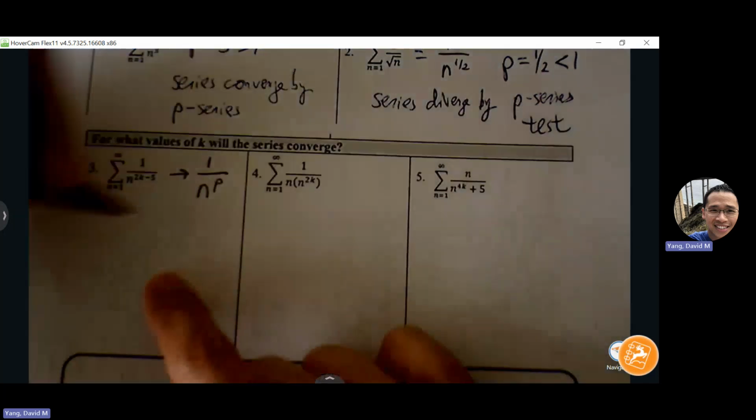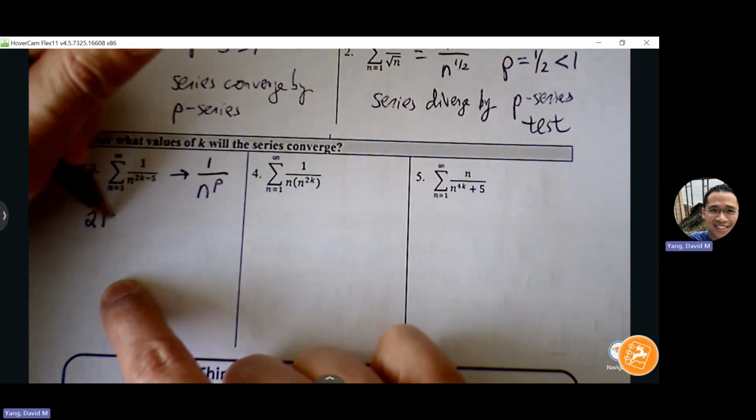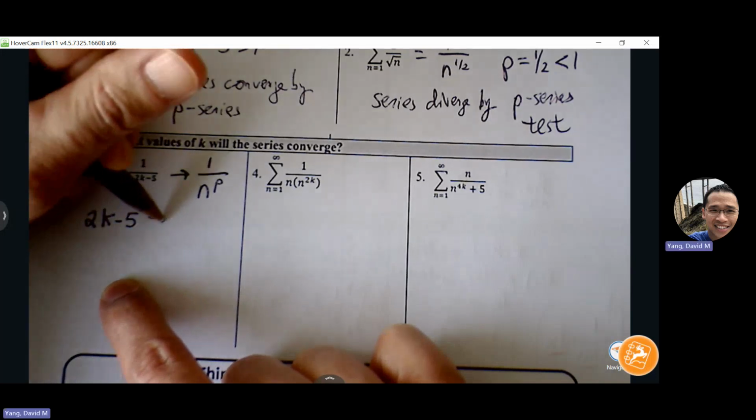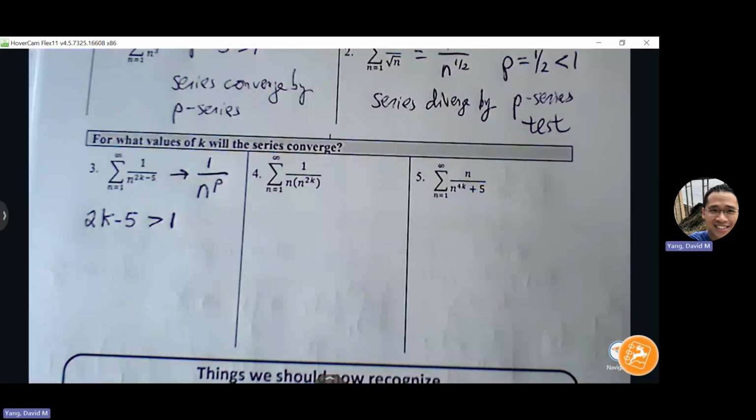So let's just set up that inequality, right? We know that 2k minus 5 must be greater than 1 if my series is going to converge, because that exponent represents my p-value. So I can just go through this inequality and solve for k, and whatever the inequality gives us, those are all the k values that will allow p to be greater than 1.